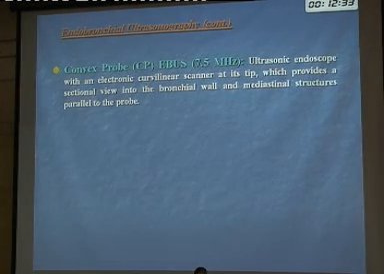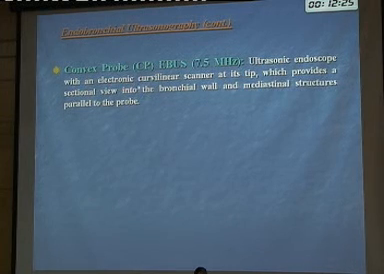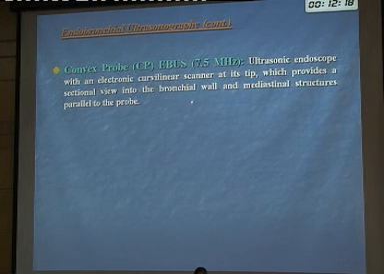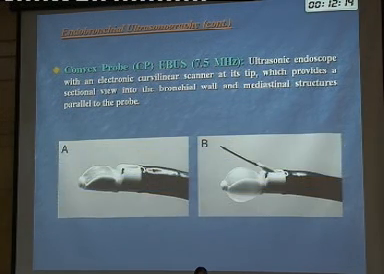Another probe type is the convex probe, with a frequency of 7.5 megahertz. It is an ultrasonic endoscope with an electronic curvilinear scanner at its tip, which provides a sectional view into the bronchial wall and the mediastinal structure parallel to the probe.